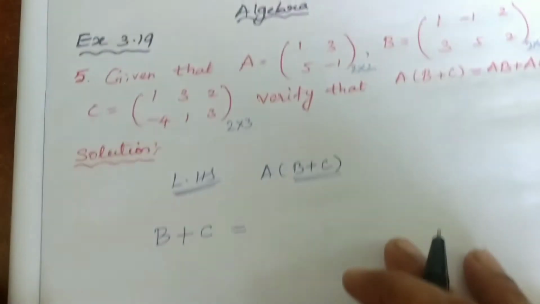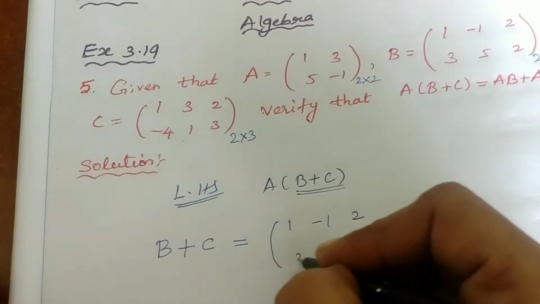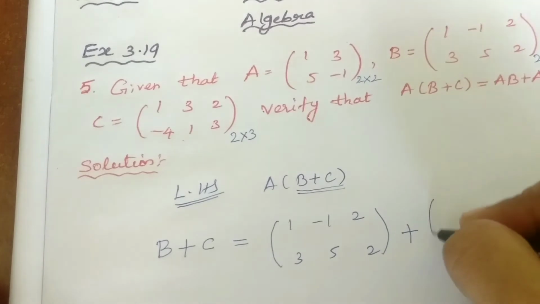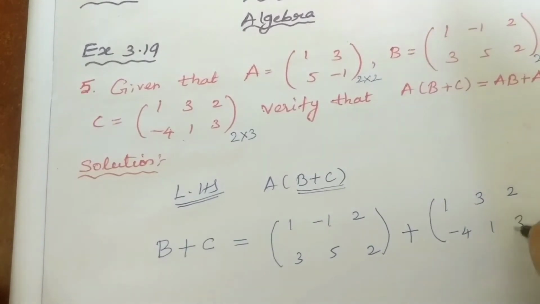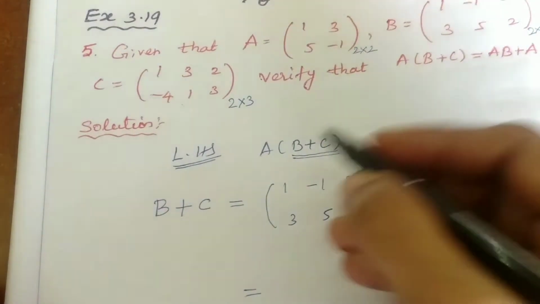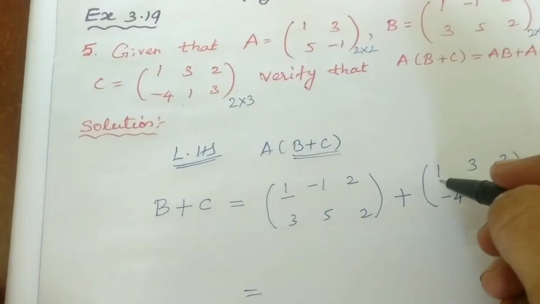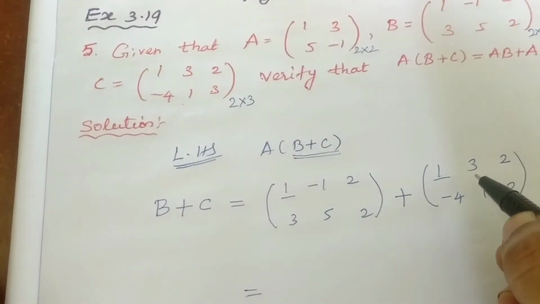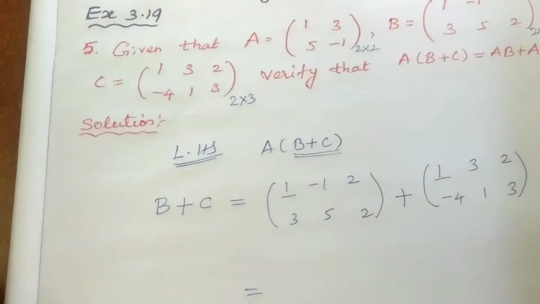So what is B here? [1, minus 1, 2; 3, 5, 2] and then plus what is our C here? [1, 3, 2; minus 4, 1, 3]. Now we are going to add these two matrices. So how will you add two matrices? Add first entry with the first entry and then second entry with second entry. Like that you have to add those two matrices.